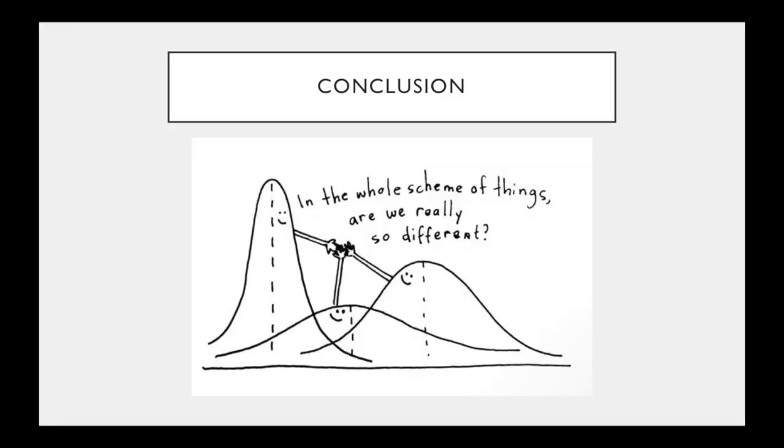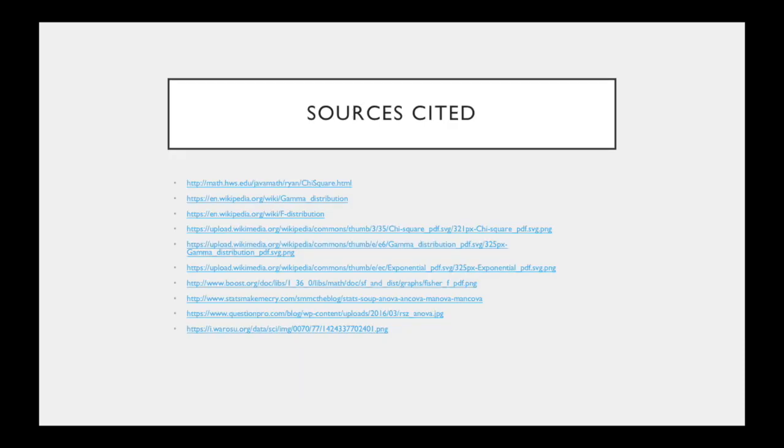In conclusion, although ANOVA and chi-squared have similarities, they are also quite different. ANOVA is used to measure the difference between multiple independent groups, and chi-squared is used to measure the expected results versus the actual results of the test.